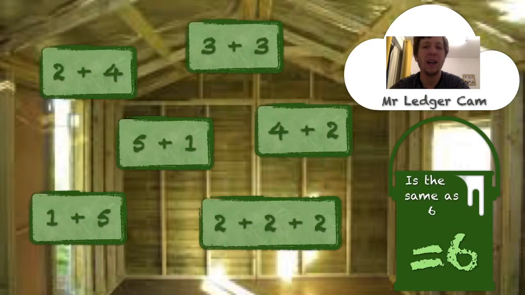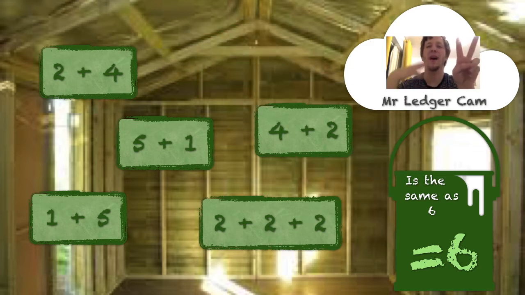Now, let's go through some adding facts for 6. Are you ready? 3 and 3. 1, 2, 3, 4, 5, 6. 3 and 3 is the same as 6. Do you know there's another way of saying that? If you're adding a number to itself, instead of saying 3 and 3, you can say double 3 is the same as 6.